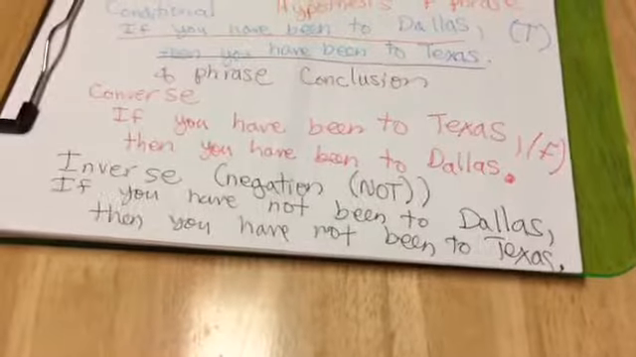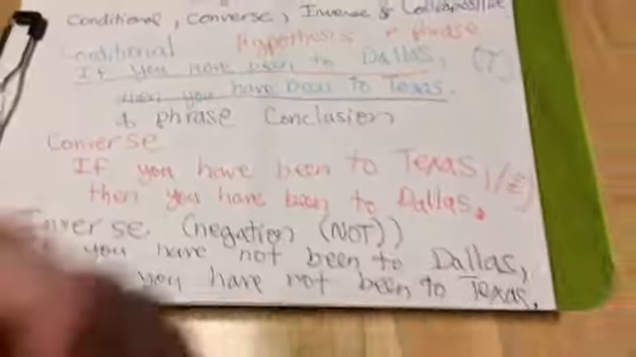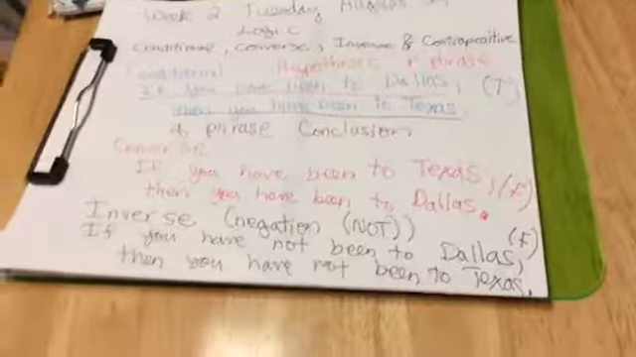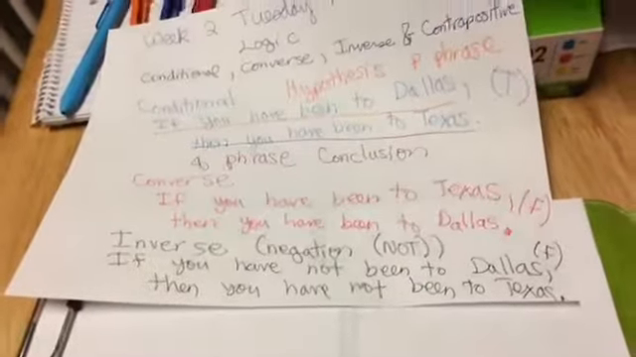But remember, just because I haven't been to Dallas doesn't mean I haven't been to other places in the state. So then if we're going to test this one, it would be false. And so the next thing that we need to do is we need to write our last statement, which is our contrapositive statement.